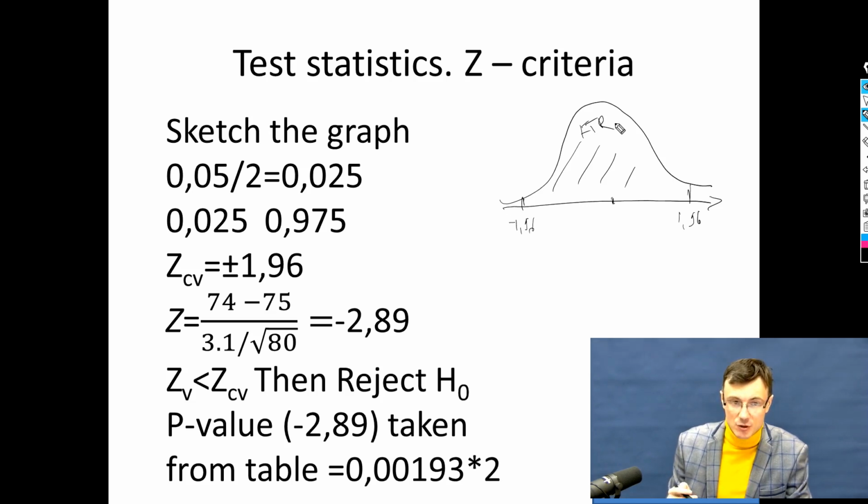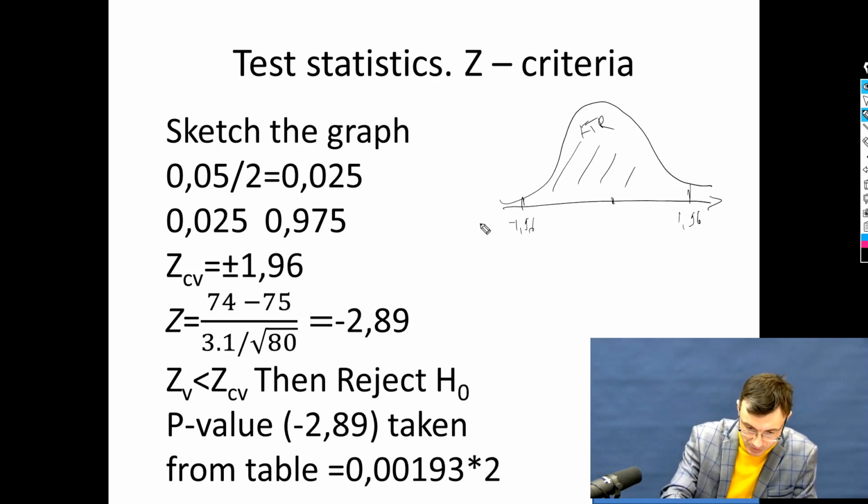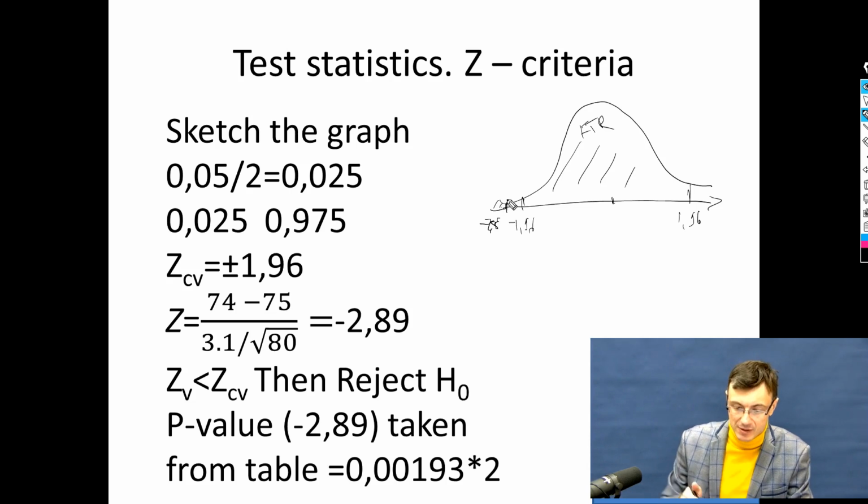But when we calculate and see that our Z value is minus 2.89, then from this criterion we can see that we reject, of course, because the probability is less, and our p-value is less than the significance level, so we reject the null hypothesis and we accept the alternative hypothesis that our mean is not 75 millimeters as we supposed and was known.